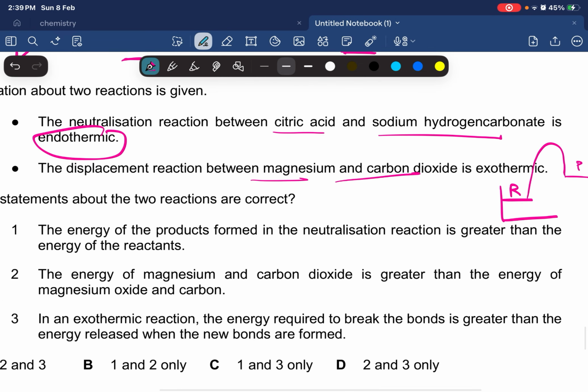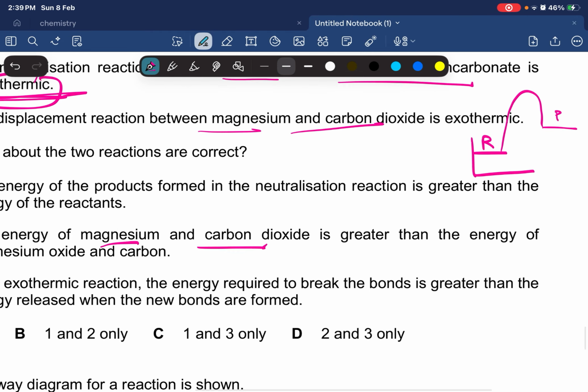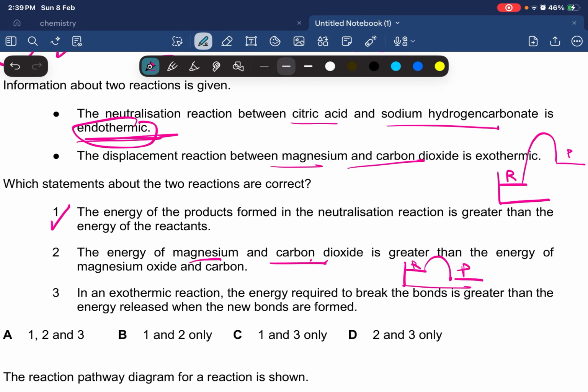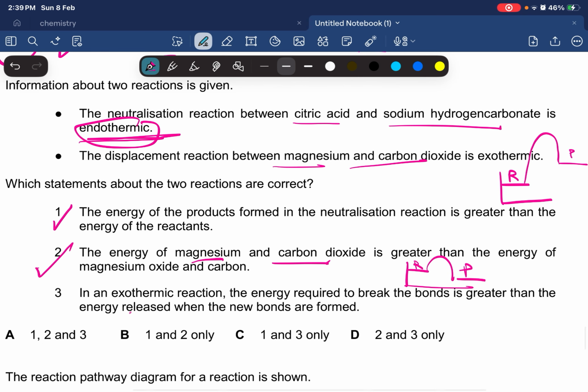Now let's read the statement again. The energy of the products formed in the neutralization reaction is greater than that of the reactants, right? Because we're dealing with an endothermic, and in endothermic, products have more energy. The energy of magnesium and carbon dioxide is greater than the energy of magnesium oxide and carbon. Okay, so this is an exothermic. Exothermic: reactants here, products here. So now let's see the statement again. The energy of the magnesium and carbon dioxide, which are the reactants, is greater. Yeah, it's going to be greater. In an exothermic reaction, the energy required to break bonds is greater. No, the energy that's released when bonds are formed is greater. So cross 1 and 2, option B.